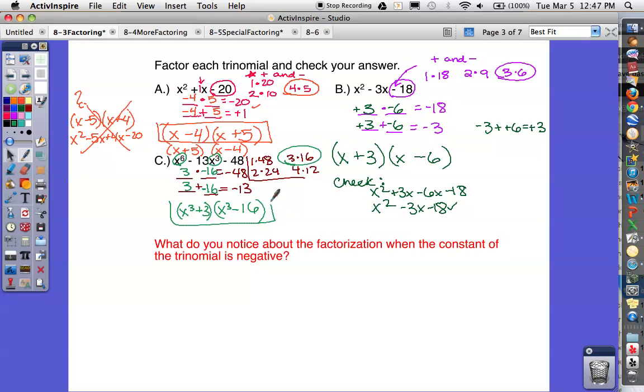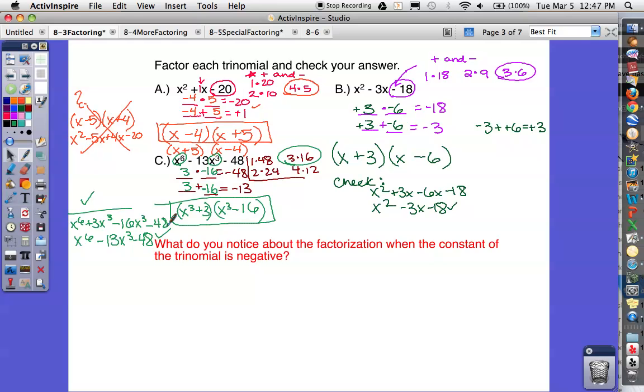Alrighty, you can check this one out real quick. My check, x to the 3rd times x to the 3rd is x to the 6th plus 3x cubed, minus 16x cubed, and then minus 48. That would give me x to the 6th minus 13x cubed minus 48.